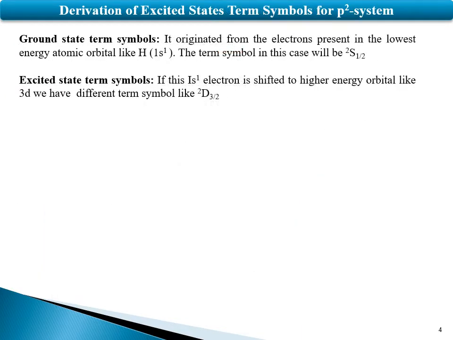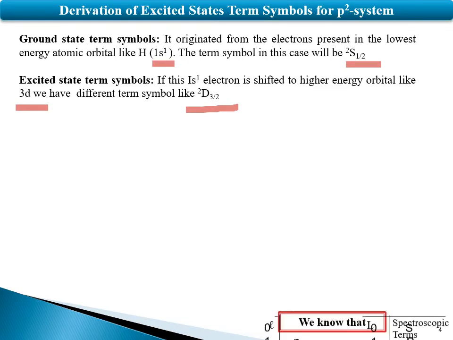Now, as we have mentioned, we have two types of term symbols. The one that originates from the ground state is called the ground state term symbol, meaning the electrons are present in the ground state. Like in hydrogen, if the electron is present in 1s1, the term symbol in this case will be doublet one half. If this one electron is promoted to 3d, the term symbol will change. Now this will be called an excited state.